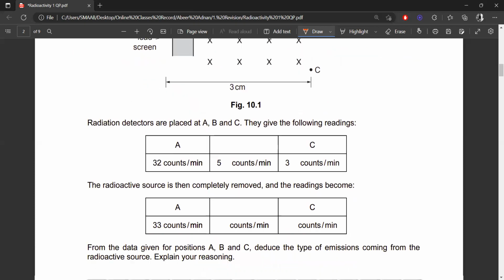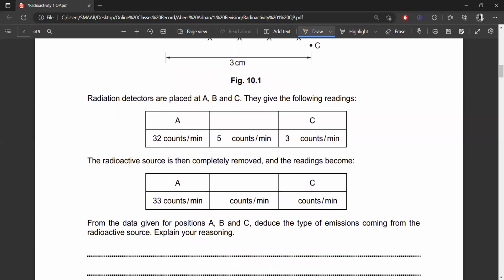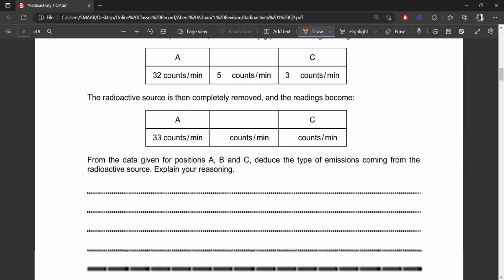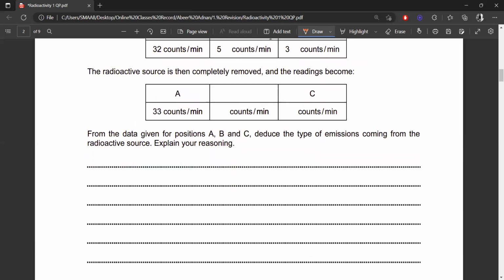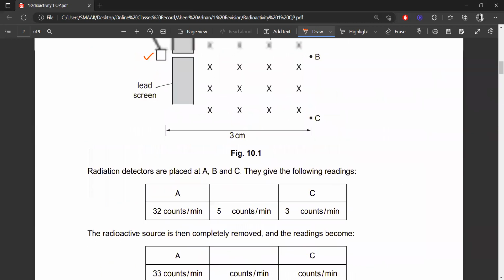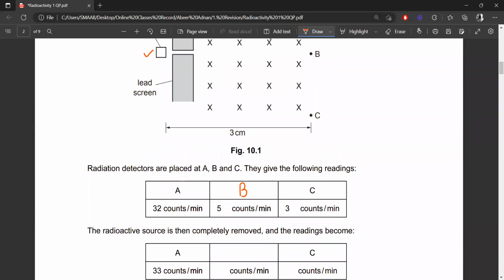Next, we have some values of their count rates according to their radioactivity. The question is: from the data given for positions A, B, and C, deduce the type of emissions coming from the radioactive source. Explain your reasoning, right?